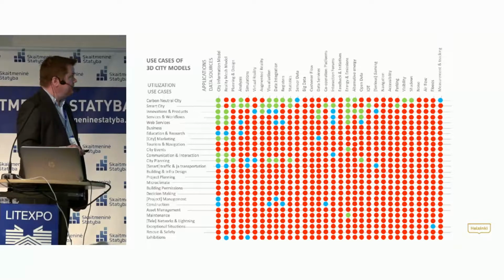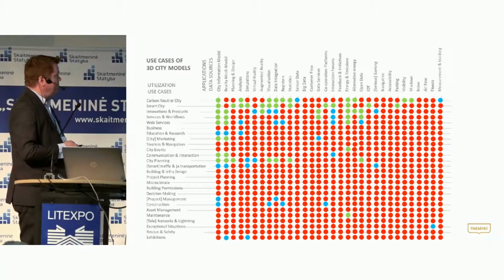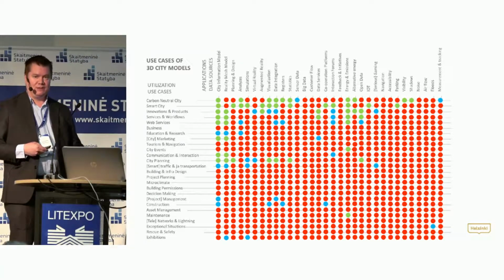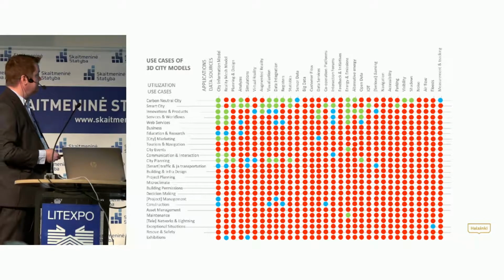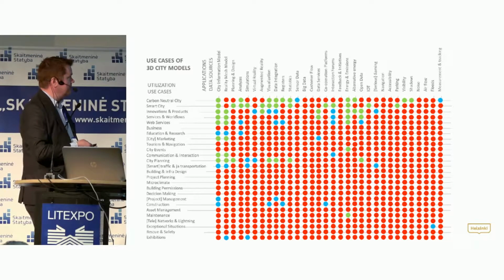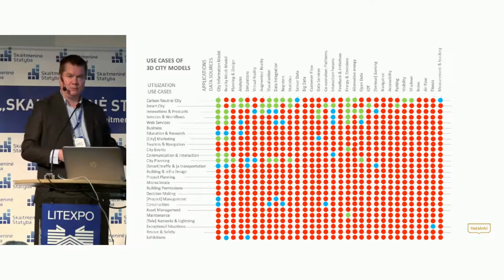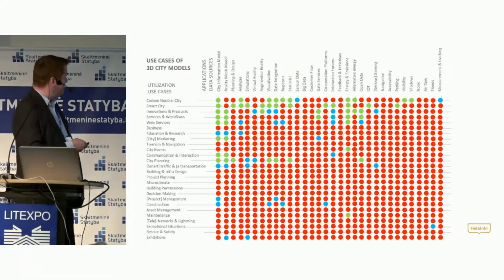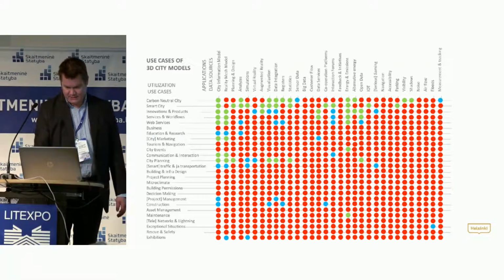They also made an analysis of where you can use the city model and where it is suitable and where it is not. Here we have a lot of different kinds of use cases and different kinds of data sources, and they mark with different colors how and where the city model is usable. I'm not going into details here.